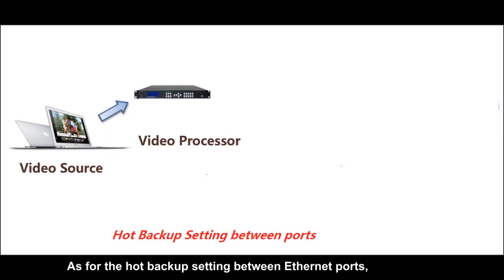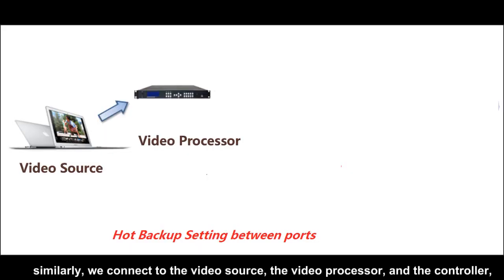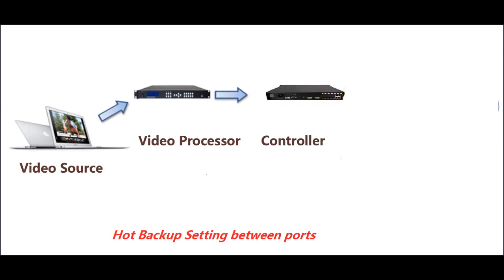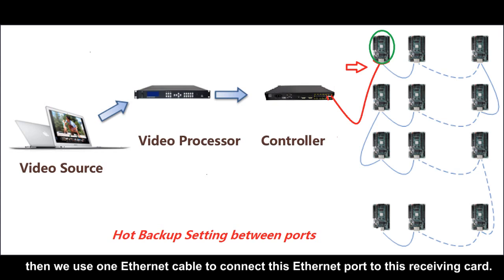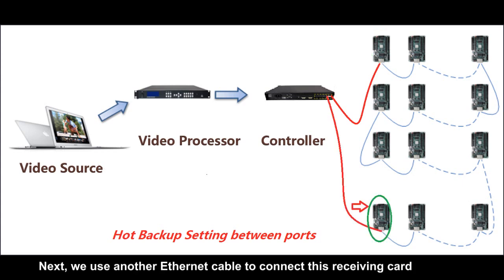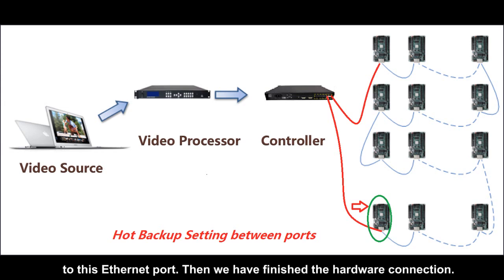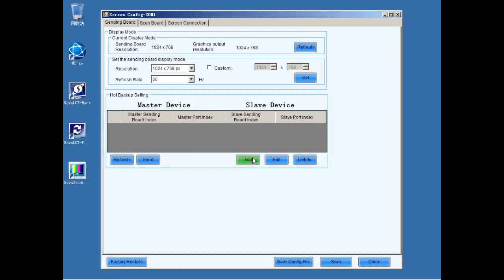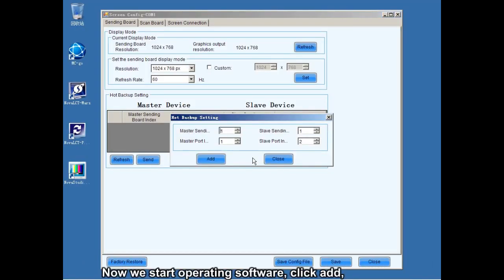As for the hub backup setting between Ethernet ports, similarly, we connect the video source, the video processor, and the controller. Then we use one Ethernet cable to connect this Ethernet port to this receiving card. Next, we use another Ethernet cable to connect this receiving card to this Ethernet port. Then we have finished the hardware connection. Now we start operating the software.